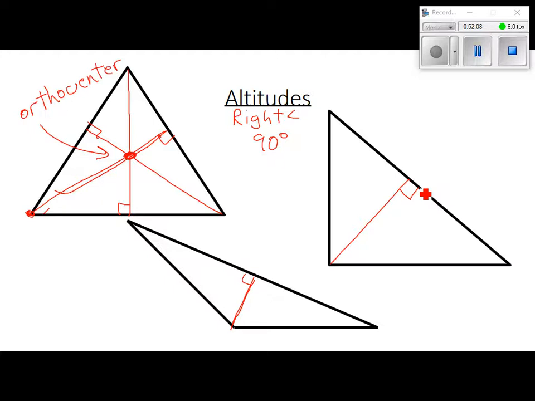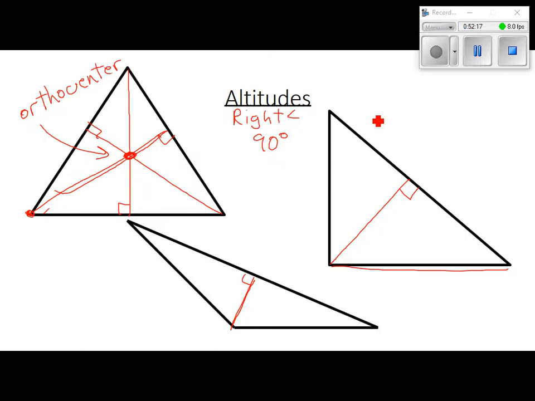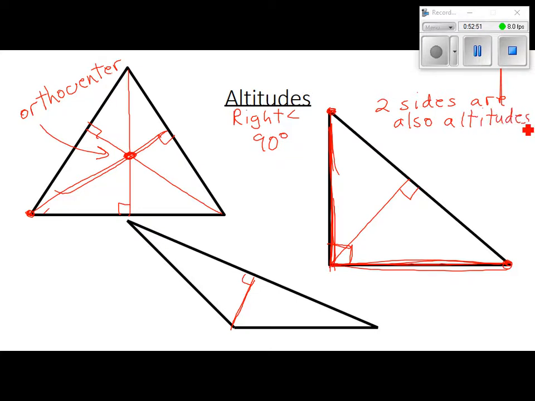The other altitudes are sort of confusing. What kind of triangle is this triangle? Right triangle. So if I want to make a right angle from this vertex to this side of that triangle, how's it going to go? Straight down. It's already got it. It's one of the sides of the triangle, isn't it? From this one, how's it going to go? Right. The other side of the triangle. If it happens to be a right triangle, then two of the sides are also altitudes.